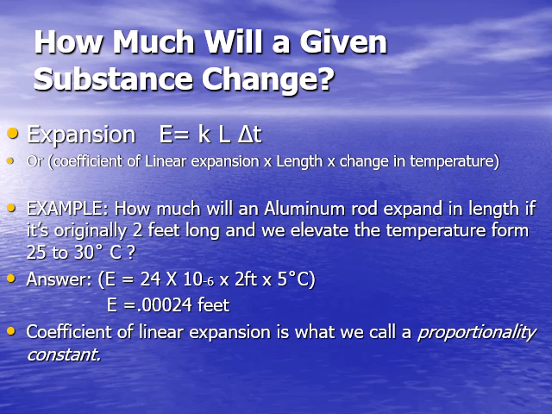Thermal expansion is calculated using the formula E equals K times L times delta T, where K is the coefficient of linear expansion, L is the original length, and delta T is the temperature change. For example, an aluminum rod 2 feet long, heated from 25 degrees Celsius to 30 degrees Celsius, will expand by 0.00024 feet. Small changes like these are significant in precision aircraft structures.